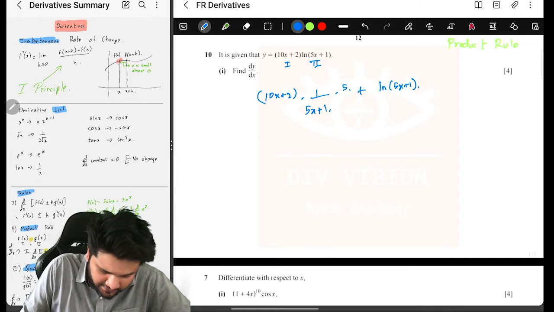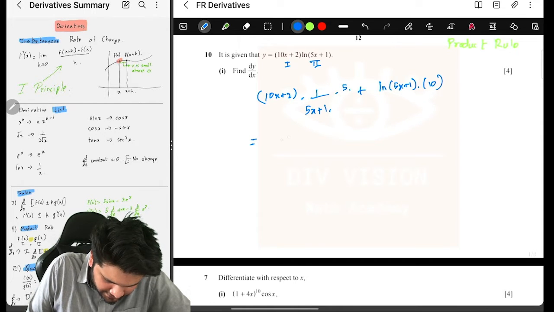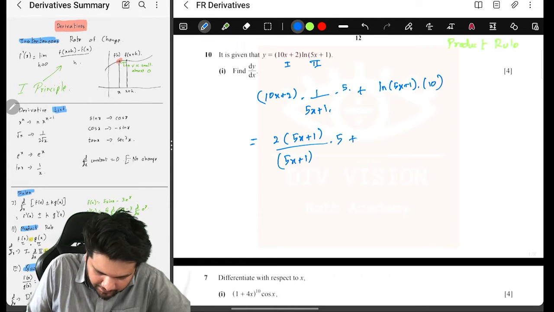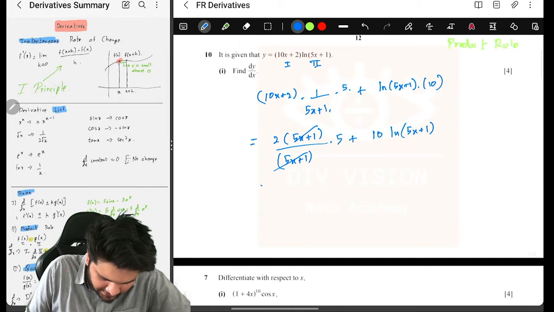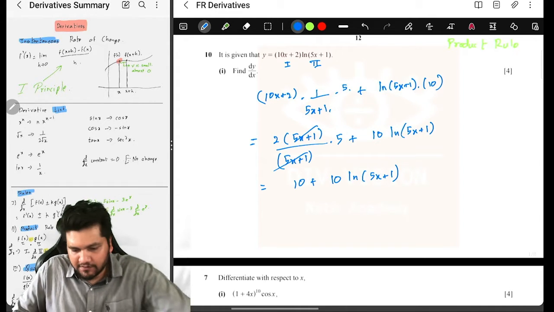I'm using a lot of brackets. Why? Because just to avoid silly mistakes. That's going to be 10. So finally it's going to be what? If you want, you can take out 2 common from here. So you'll get 2(5x + 1)/(5x + 1) into 5 plus 10 ln(5x + 1). Of course, you can cancel this, and you will get 10 plus 10 ln(5x + 1). That's your answer. Simple.